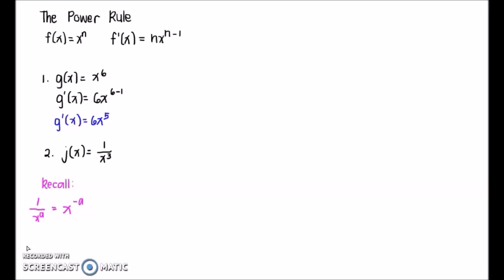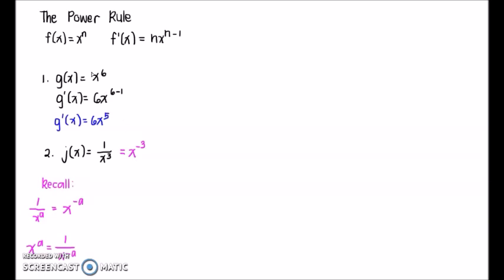And kapag naman meron tayong x raised to a, tapos kukunin natin yung reciprocal niya, you can just make it 1 over x raised to negative a. So we will make use of this law of exponent to solve for the derivative of j of x. So gawin natin yan. Si j of x can actually be expressed as x raised to negative 3.